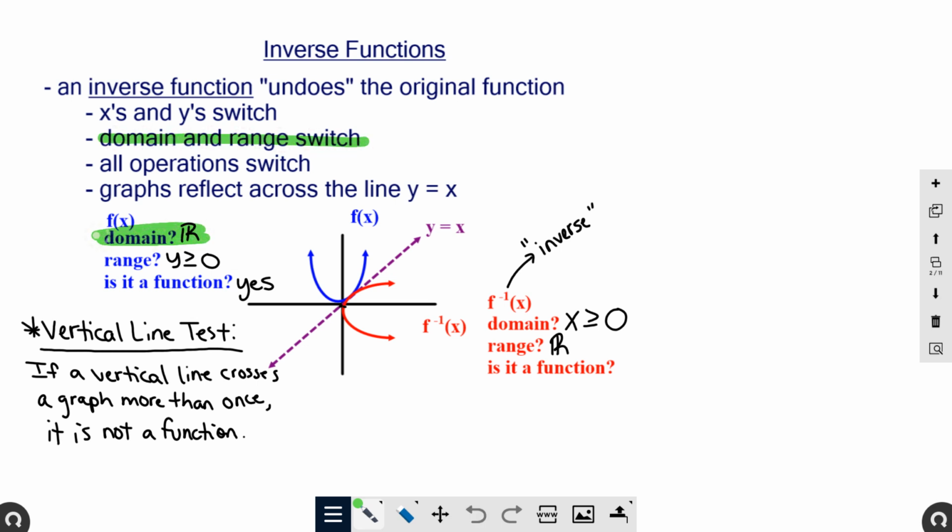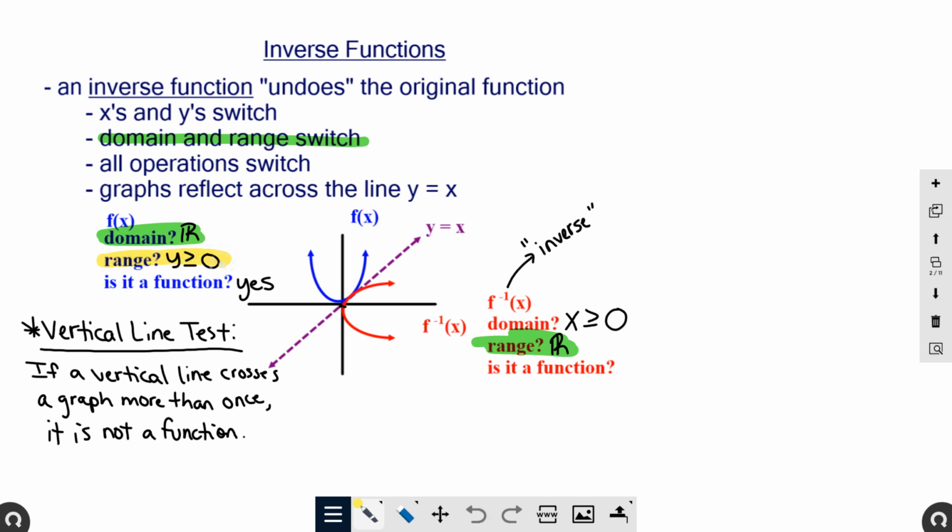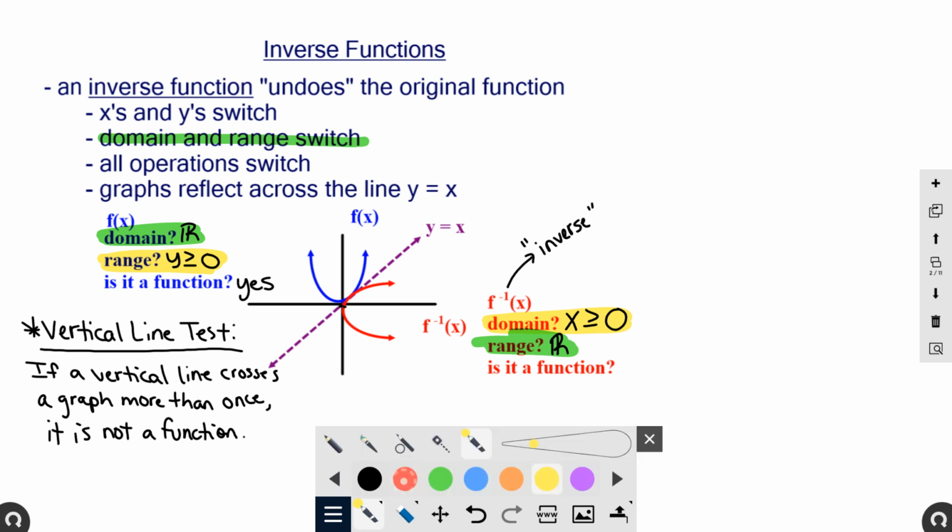The domain of the original function is equal to the range of the inverse. And then the range of the original function is the same as the domain of the inverse. You just also have to switch x and y because domain is only about x and range is only about y. Now, Sarah already answered this question, but is this graph a function?